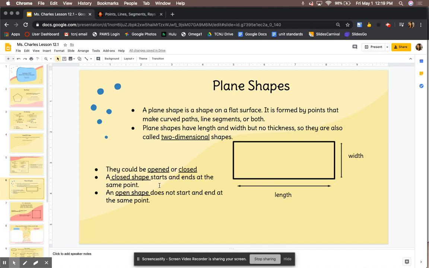They could be opened or closed. A closed shape starts and ends at the same point. An open shape does not start and end at the same point.